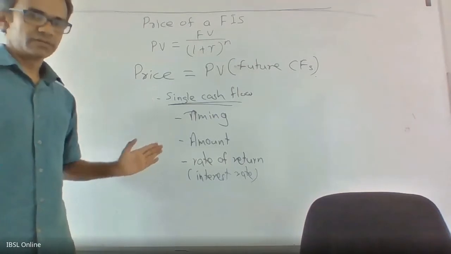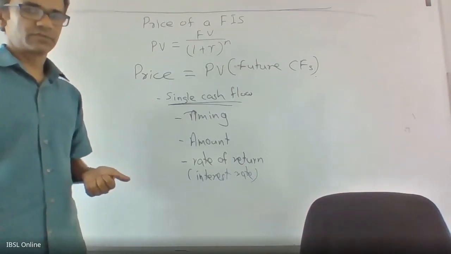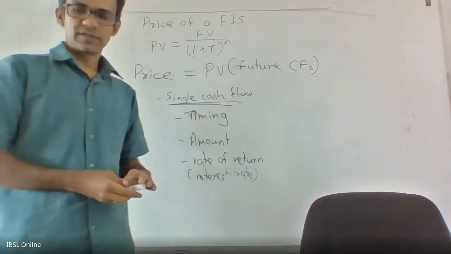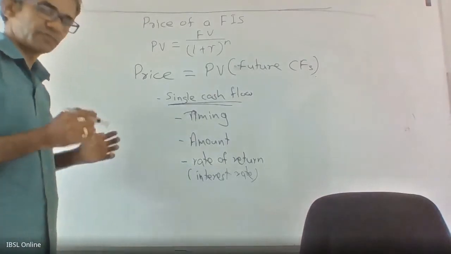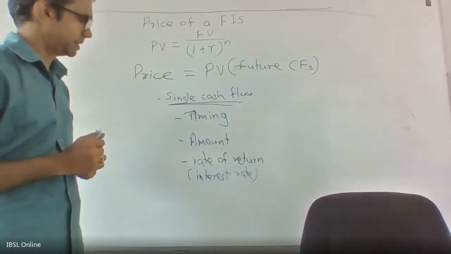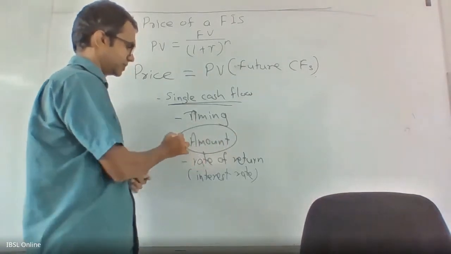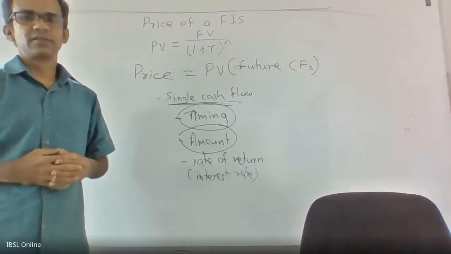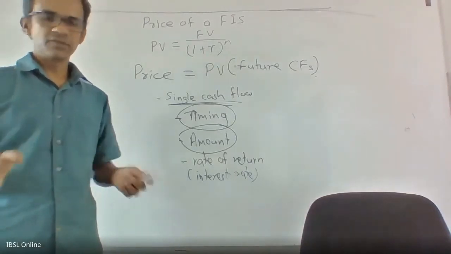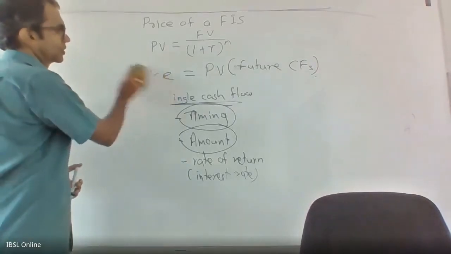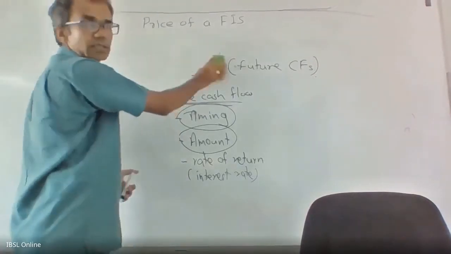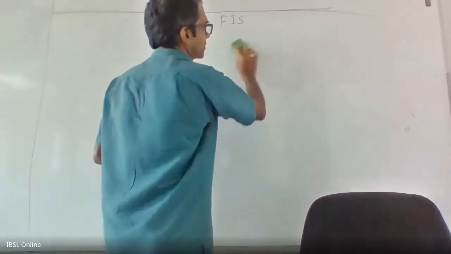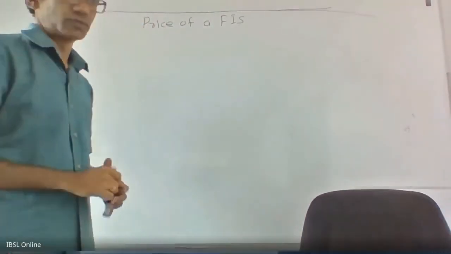Now in a bond, is it a single cash flow? No. In a bond, there is a series of cash flows. So therefore, what we have to do first is decide what amounts we are going to receive and when we are going to receive these cash flows. That's the first thing we have to do to calculate the price of a fixed income security. What are the cash flows?